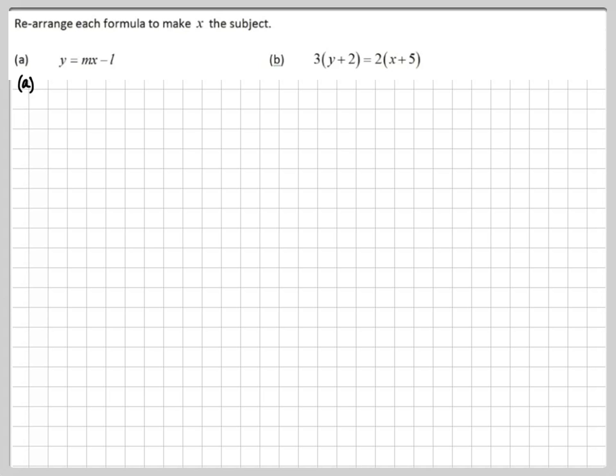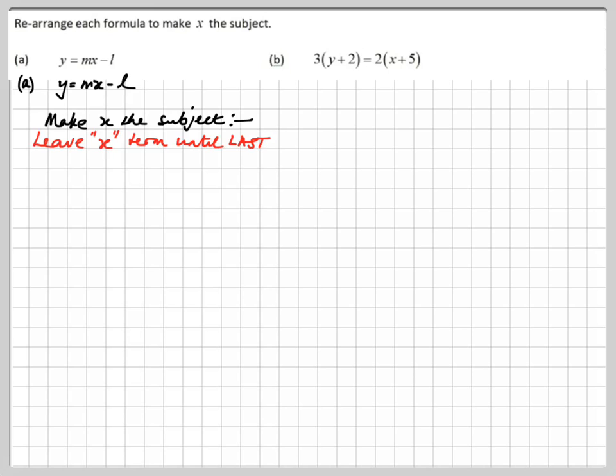Part A. Now, we've got y equals mx minus L, and the question tells us we've got to make x the subject. Okay, so if you don't mind, I think I'll rearrange it. We'll leave the x term till last, and I want to rearrange the equation so that mx minus L is on the left. So I've just swapped sides. That's all I've done. Now I've got to solve this for x. I think the left-hand side is going to be the x side, the right-hand side is going to be the everything else side.